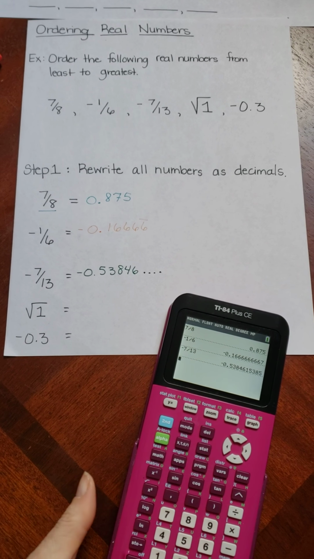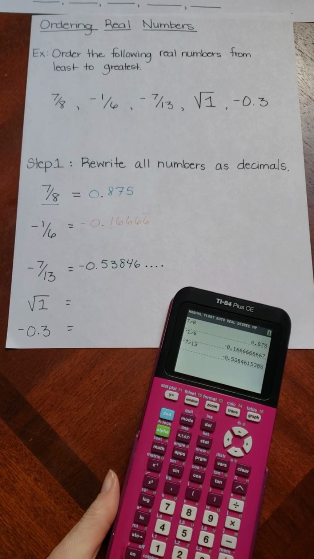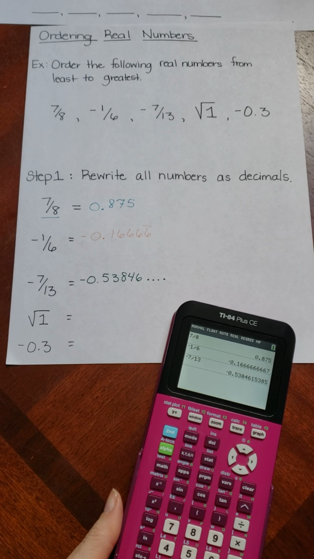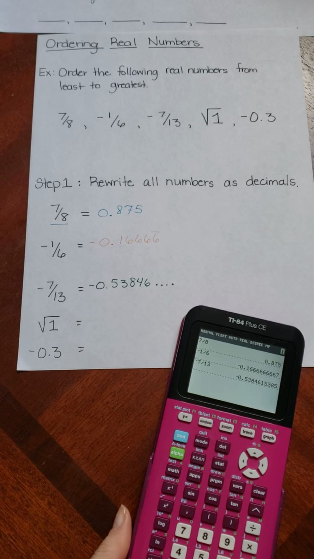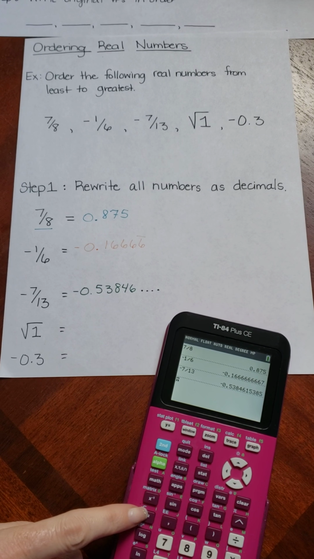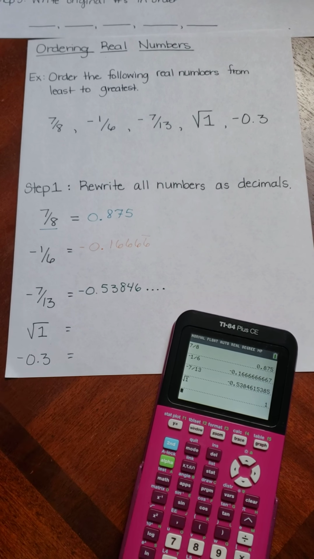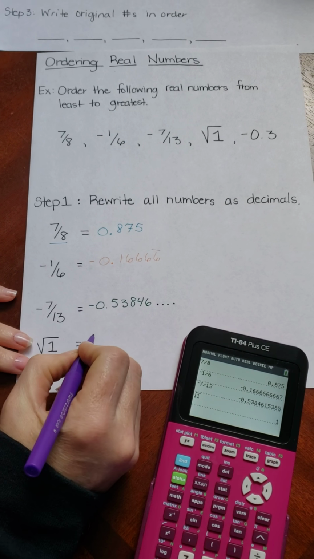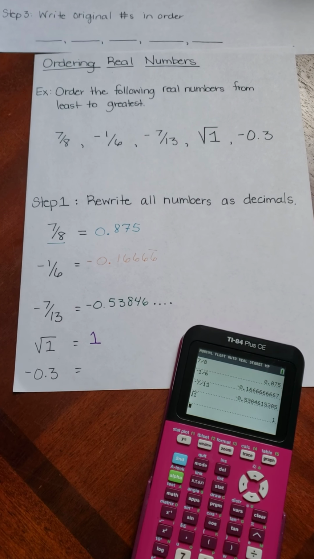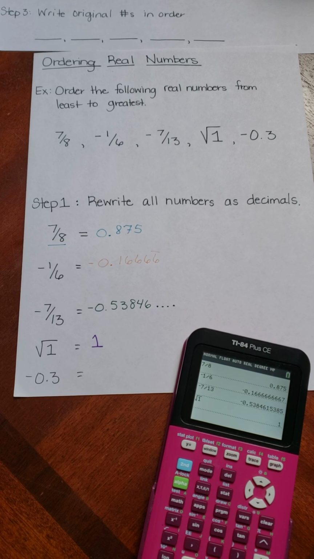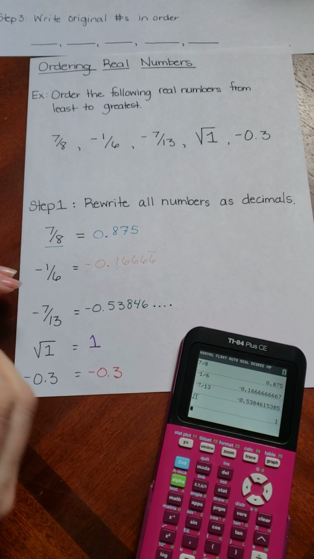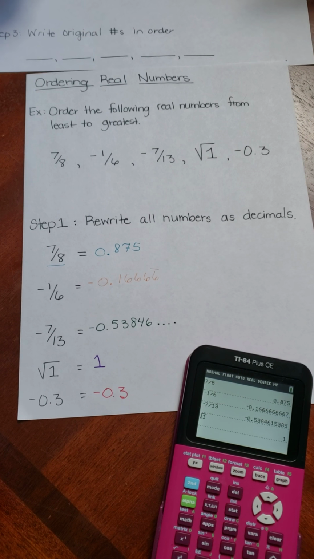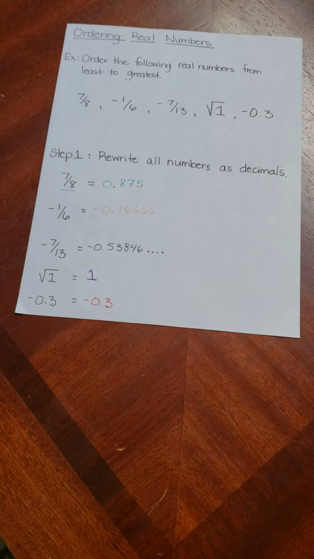And then the square root of 1. On the square root of 1, you should know that square root means some number times itself to give you 1. And the square root of 1 would be 1. If you didn't know, you can do that on the calculator. The square root of 1 is 1. And last but not least, negative 0.3 is already a decimal.